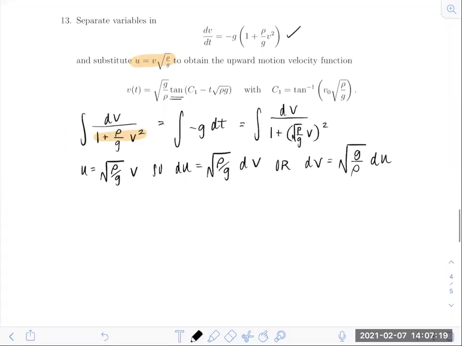So let's go ahead and plug that all in. We end up with a square root of g over rho integral of du over 1 plus u squared. And so that's giving us a square root of g over rho tangent inverse of u, but I'm just going to go ahead and plug in for u.